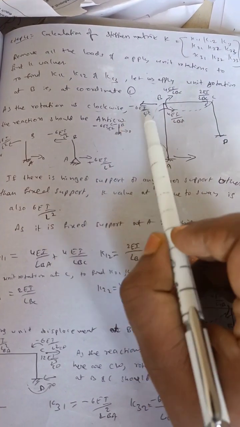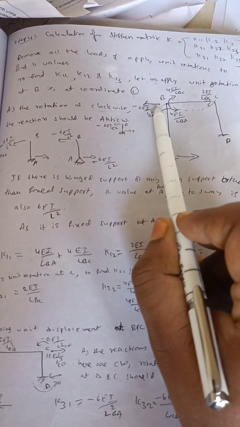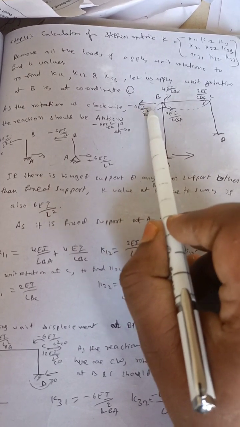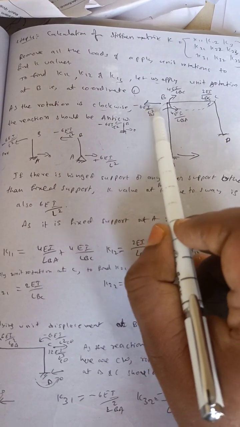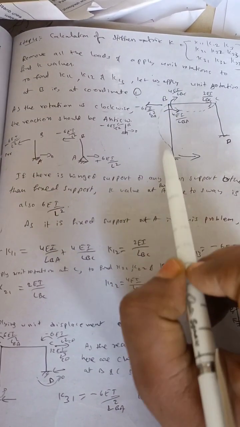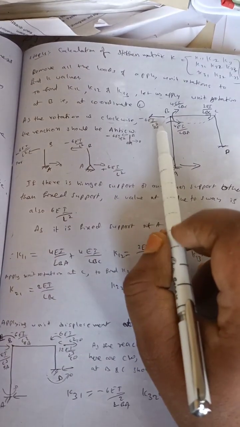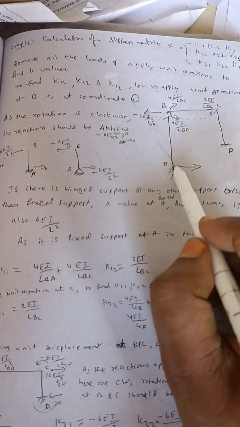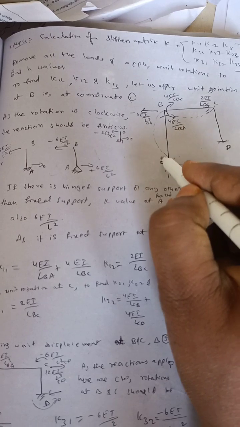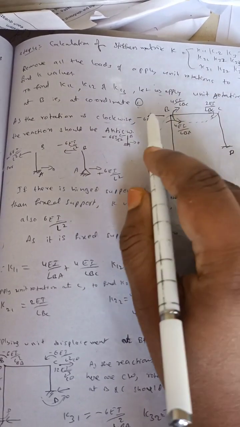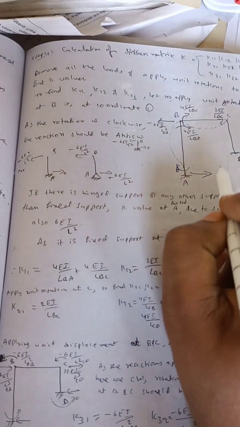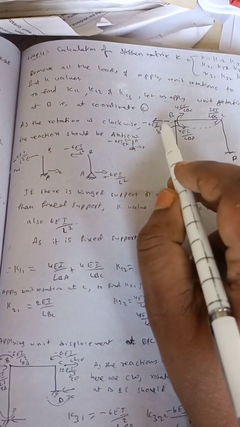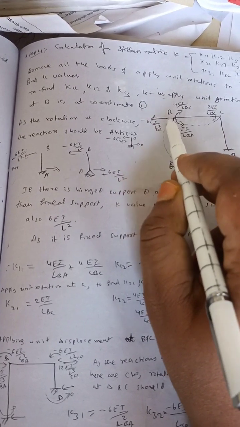K13 formula is, see here, to the left side we need reaction. The formula is 6EI by L BA square. This is K13. Now, as we have taken clockwise rotation, these reactions we need to take in anti-clockwise directions. Both are in anti-clockwise direction. So we have taken it this way to the left side.